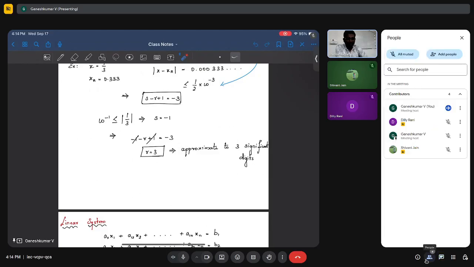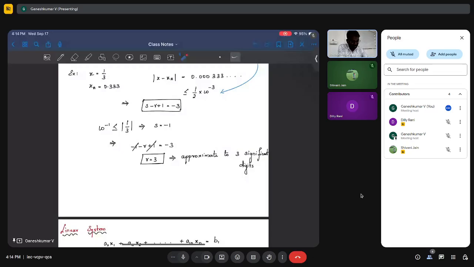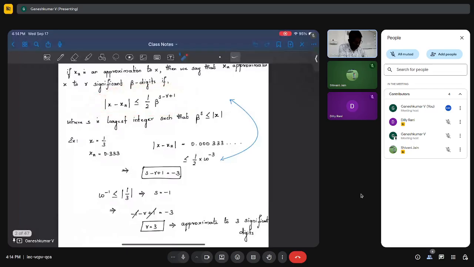So if you have any questions in between, or if you want me to explain one more time, please stop me anywhere or anytime in between. Okay, so that's it. This number is nothing but it is approximated to 3 significant digits. That is what we are trying to say, that's what we are trying to express in terms of this big equation.